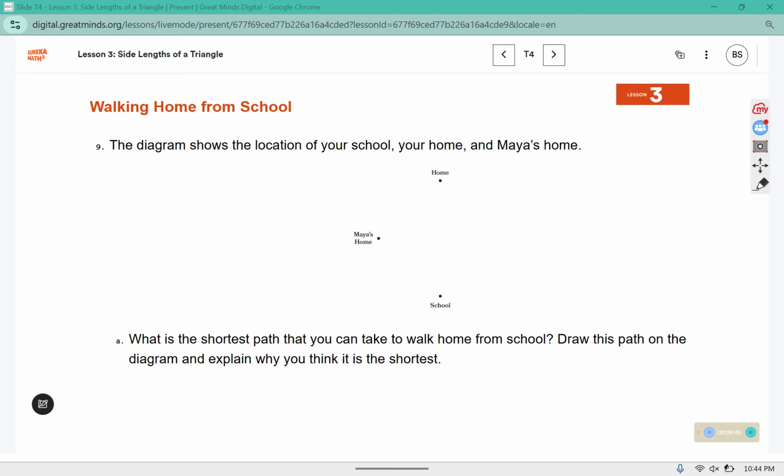The diagram shows the location of your school, your home, and Maya's home. What is the shortest path you can take to walk home from school? Well, that shortest path you can take is a straight line from home to school.